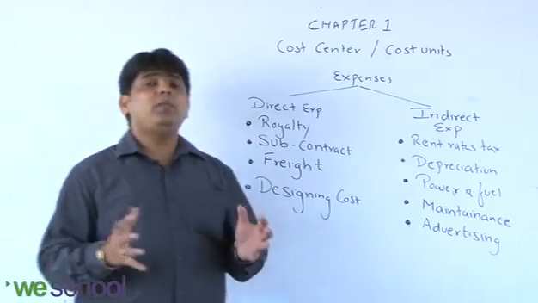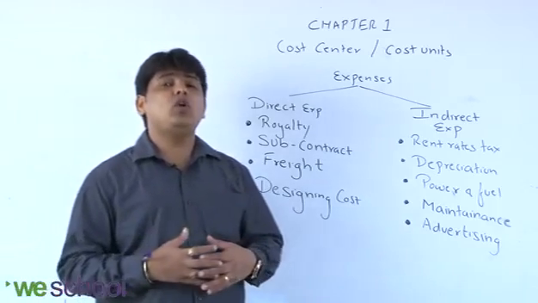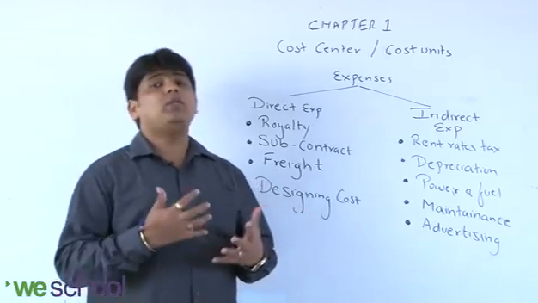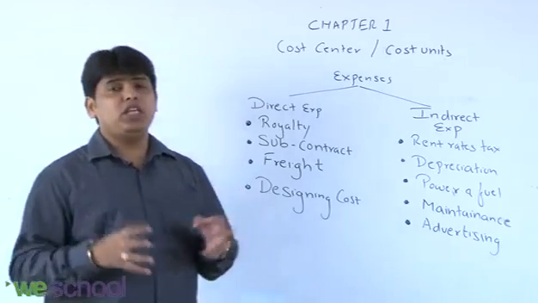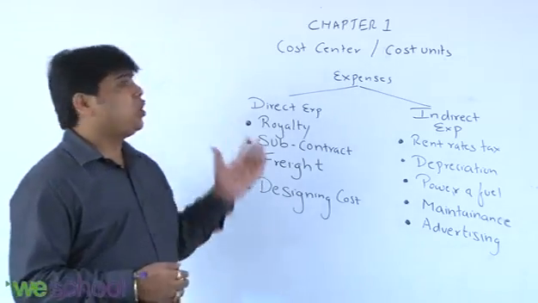The group of people working in one place where the operation is done, where the expenses are incurred, is called a cost center. It may be personal or impersonal. Personal means a group of people, and impersonal means the group of machinery which is involved in the operations in the department. They are called cost centers.